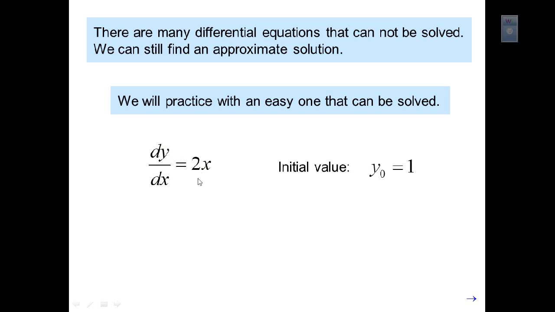Of course, if we were to solve this, we would just multiply both sides by dx, and then integrate both sides, and we get y equals x squared plus c. Then we could use our initial value to plug in and find that the actual solution would be y equals x squared plus 1. So that's what we would have as our solution, but we're going to approximate it using this information. Guys, if you have to do any of these on the AP exam or on one of my tests, it's going to be an easy one like this, but you still have to go through and show all the work.